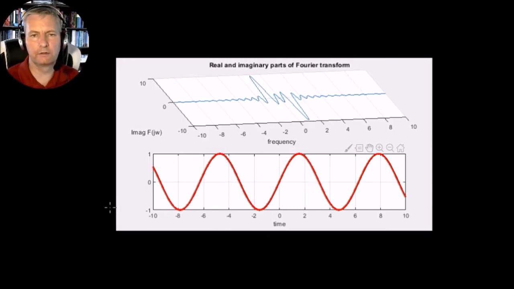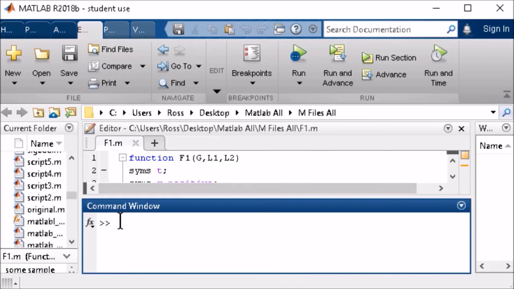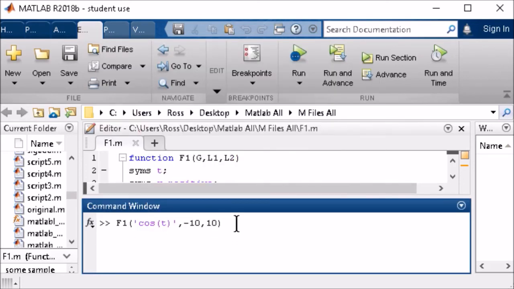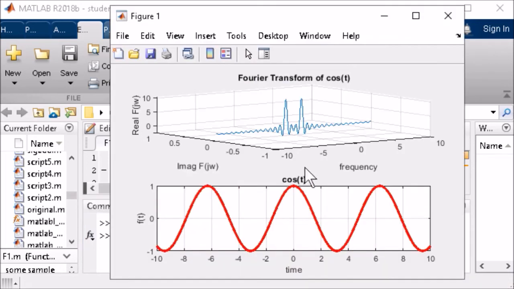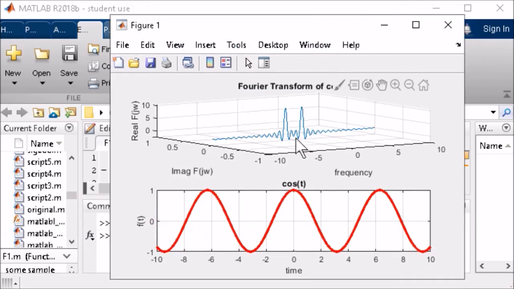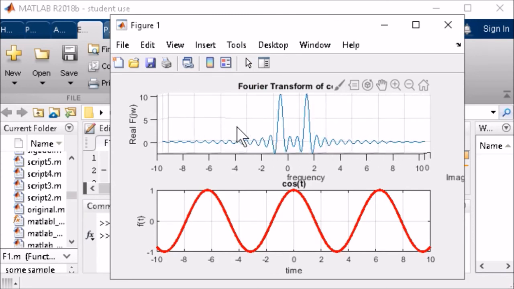So let's have a look at it live in MATLAB. We'll use this function again, f1, and we'll be able to produce our cosine function here. And again, these are available in the resource section in the text file. So let's have a look at that. That's just as we expected to see. We've got our two little impulse functions, and they're purely real.